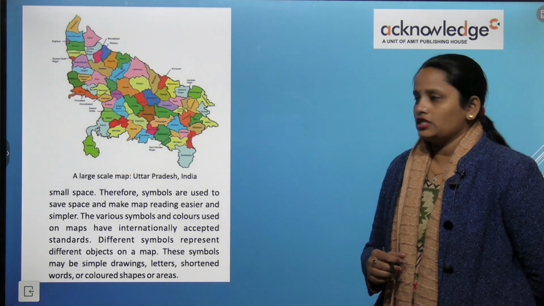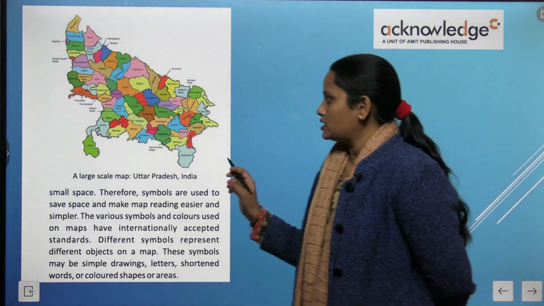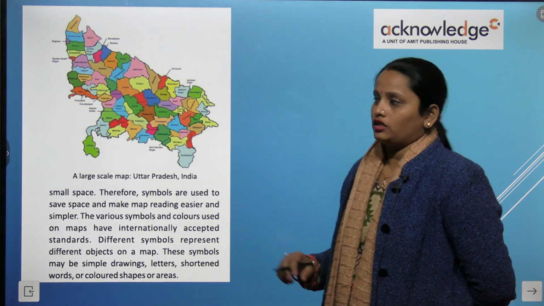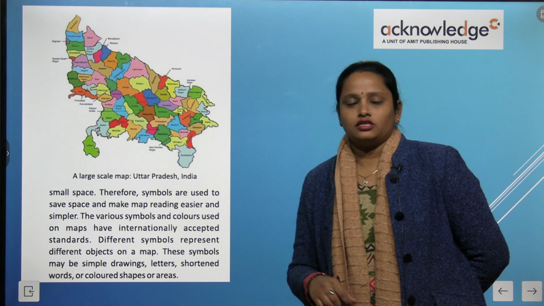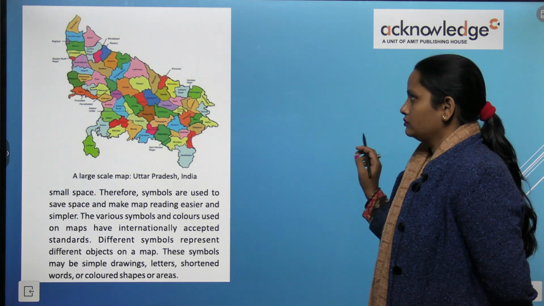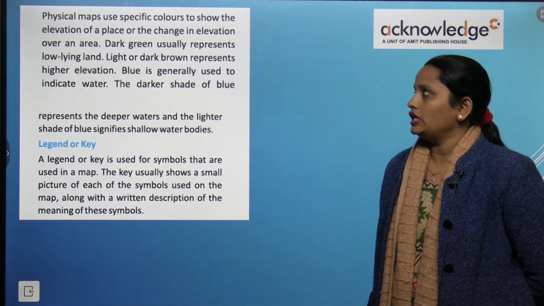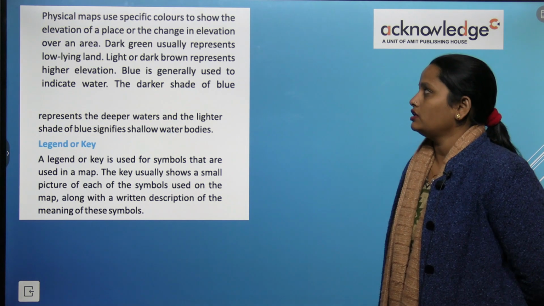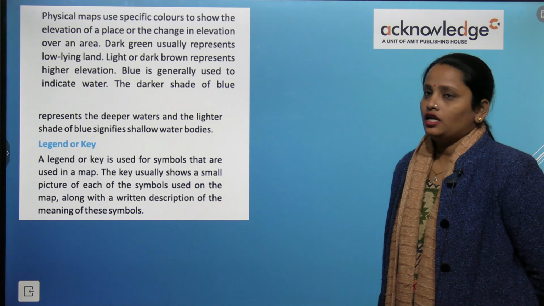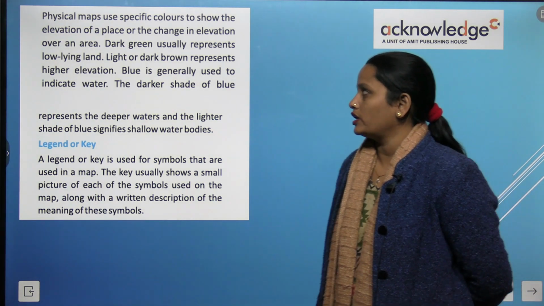So here children you can see a large scale map is here. And you can see so many details are given here. This particular state is divided into so many cities. All the cities can be seen here. Physical maps use specific colors to show the elevation of the place or the change in elevation over an area. जो physical maps हैं वो specific colors को use करते हैं and places को शो करने के लिए.